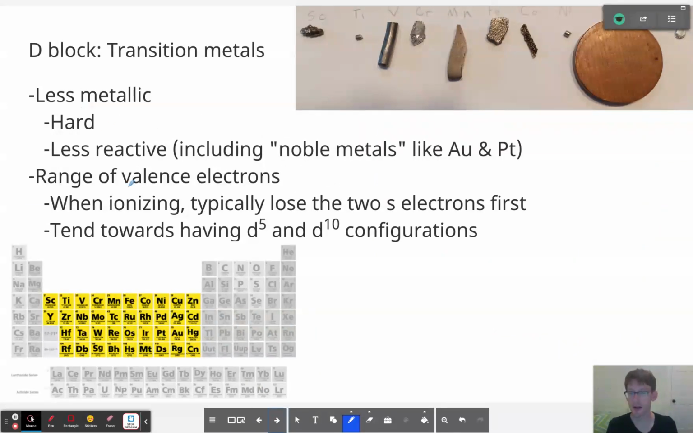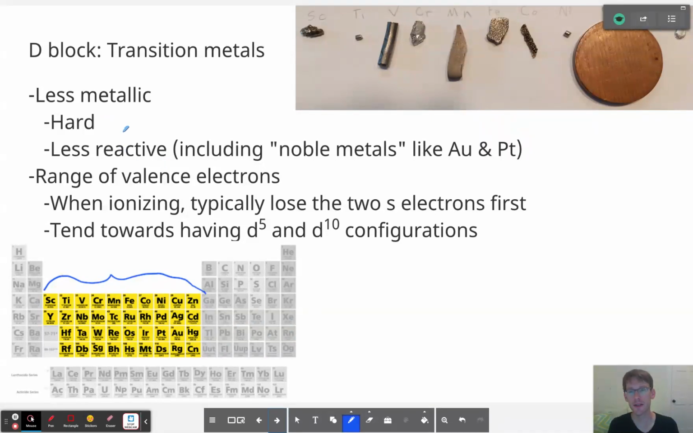The D block is next. This is not a group of elements. This is a whole region, and they're called the transition metals. They are less metallic still. They tend to be hard. Obviously, there are exceptions. Mercury is a liquid, for example, but they include things like iron, which is quite hard. You can see some examples over here. The period 4 transition metals.